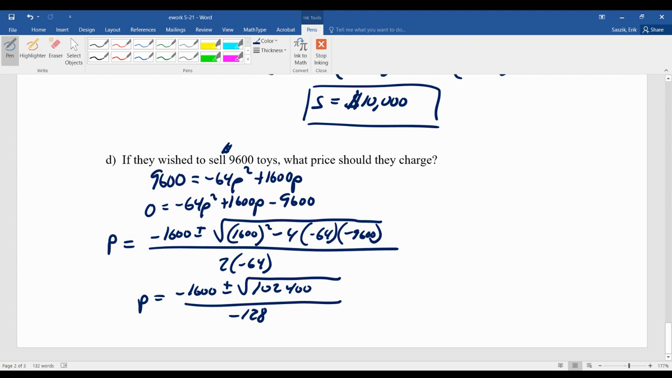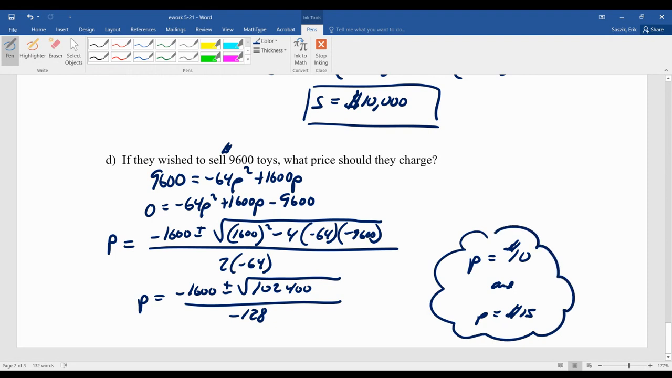Use your calculator. You're going to come up with two answers, and they're both positive, actually. You're going to come up with p equals 10. Remember, this is the price. And p equals 15. Now, why do we get two values? There's two different ways where you could sell $9,600 worth of toys.